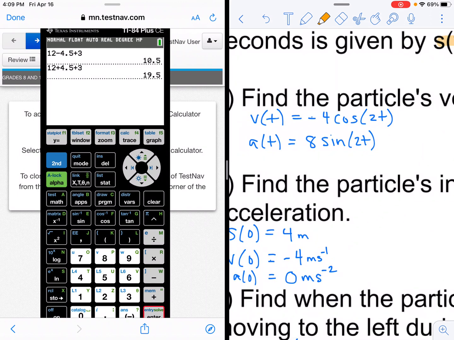Then the acceleration function would be the derivative of the velocity function. So the derivative of negative 4 cosine of 2t. You get positive 4 sine, and then you have to remember to multiply it by the derivative of 2t, which is 2. That's where I got positive 8 sine 2t.